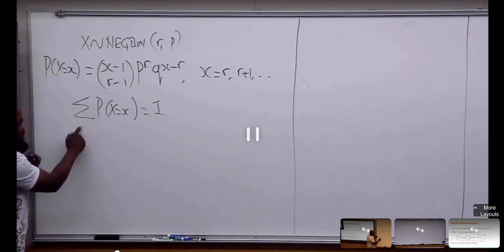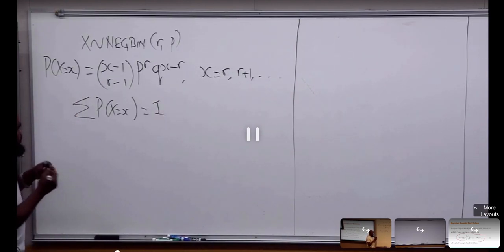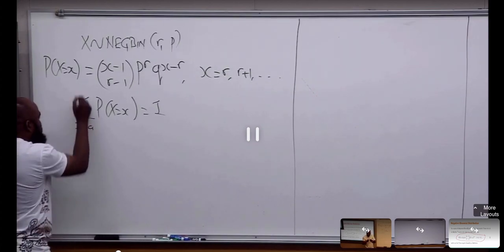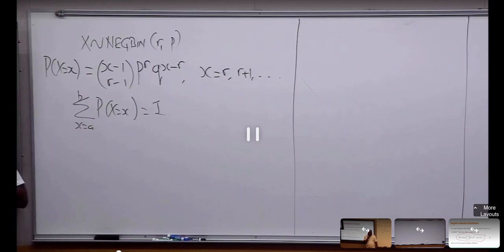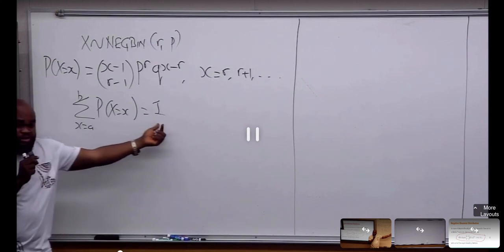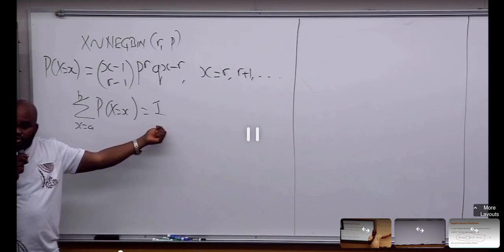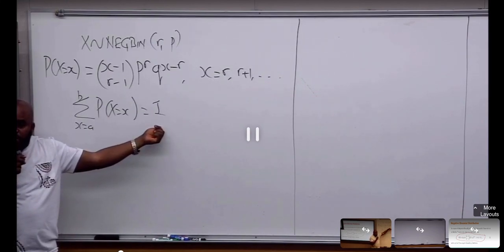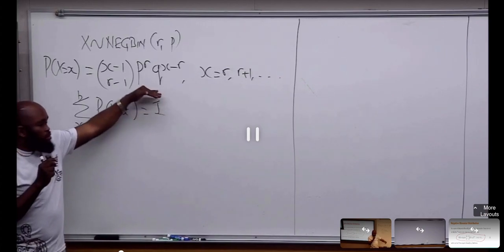I'm not putting the state space right now. Let me just say x starts from A to B, for instance, because different probability distributions have different state spaces. Now when I sum the probability, it has to be equal to 1. That is how to show it for every discrete probability distribution. I actually want to show it for this one right now, and I need you to pay attention.